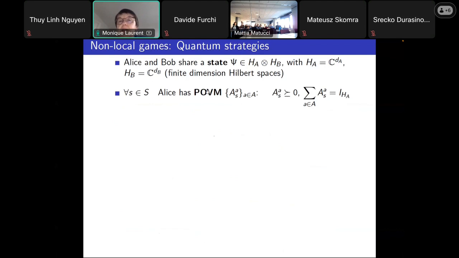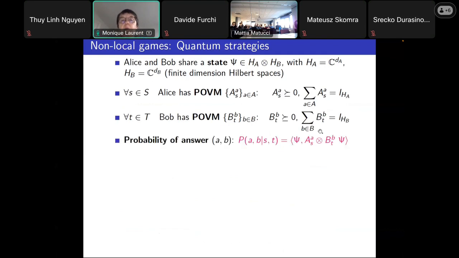So using these things, Alice is going to make a measurement on her part of the system. The same for Bob. Bob has such a POVM, now denoted B's, with matrices B, PSD, summing up to the identity when you sum up over the answers for every T. And now, what is the probability of answer AB? It is given by this formula. You take the inner product of the vector psi, so the quantum state, with the tensor product of the operators of Alice with the operators of Bob, which you apply to psi.